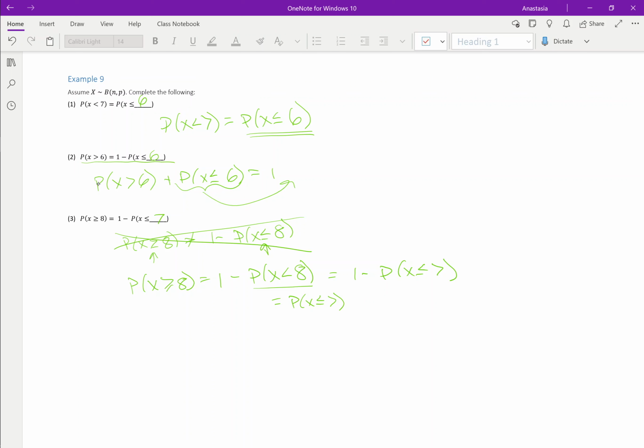Now, one thing I do want to note here with these inequalities is that these statements hold only for discrete random variables. And even more particularly than that, discrete random variables that take on whole number values.